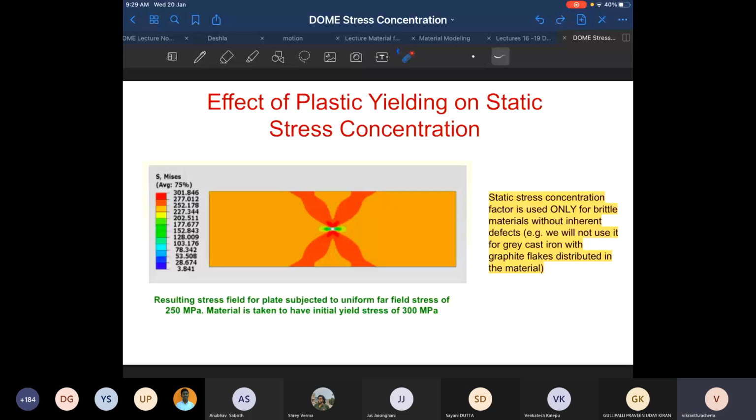If you take, for example, gray cast iron, it has graphite flakes in it, and these graphite flakes basically act like cracks inside the material. The stress concentration which graphite flakes would provide would be much higher than what any geometric feature would provide. So there is a concept of stress concentration, but the static stress concentration factor is used only for brittle materials, that too when they do not have any major inherent defects in them.